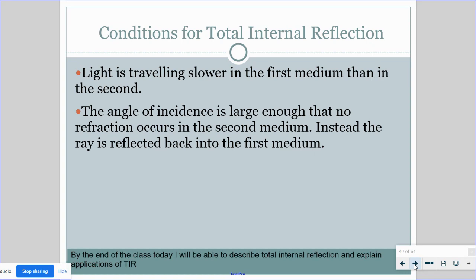So for this to occur, though, the light has to be traveling slower in the first medium than in the second, and the angle of incidence is large enough that no refraction occurs in the second medium. Instead, it gets reflected back into the first medium.